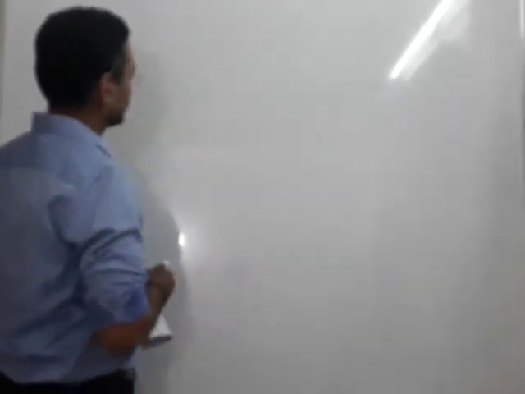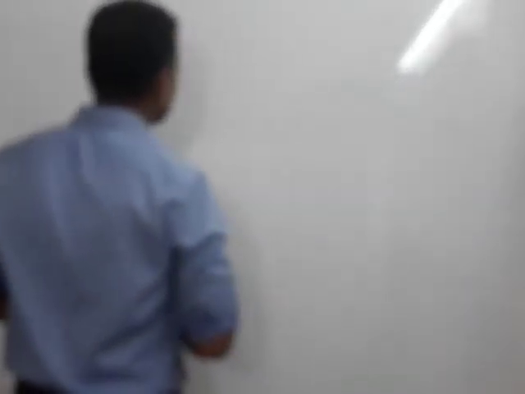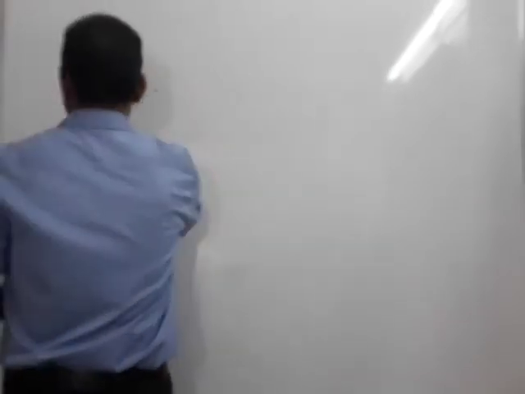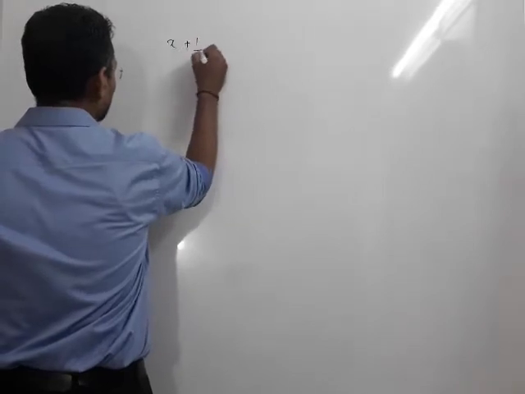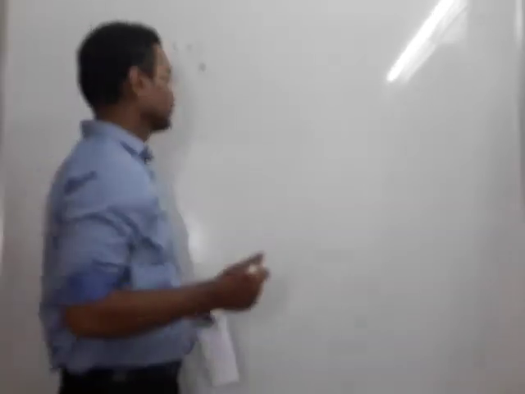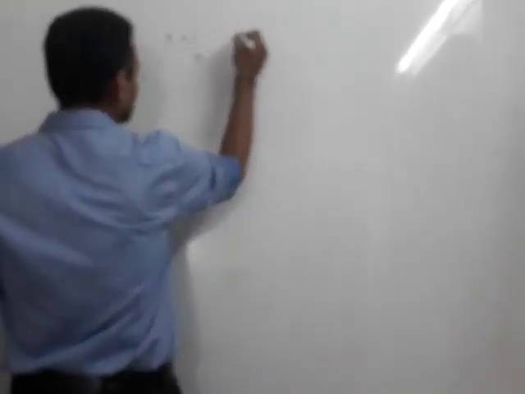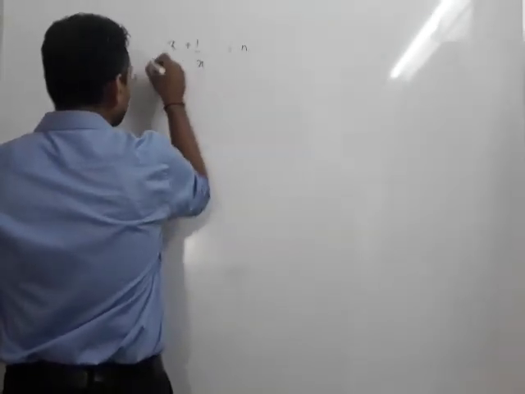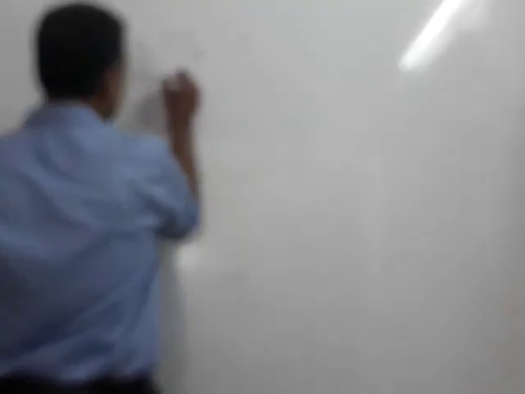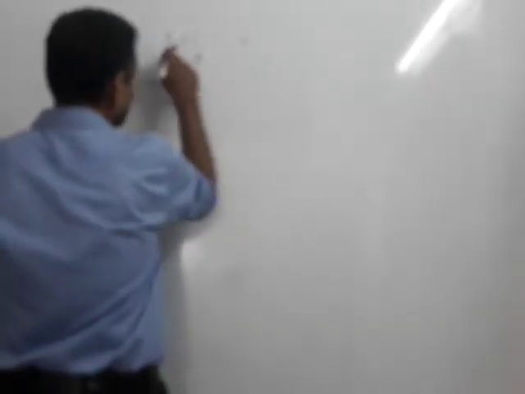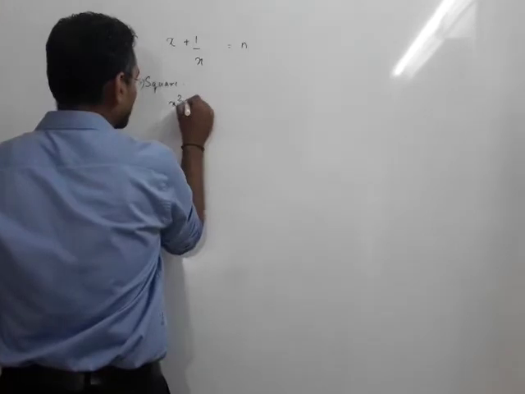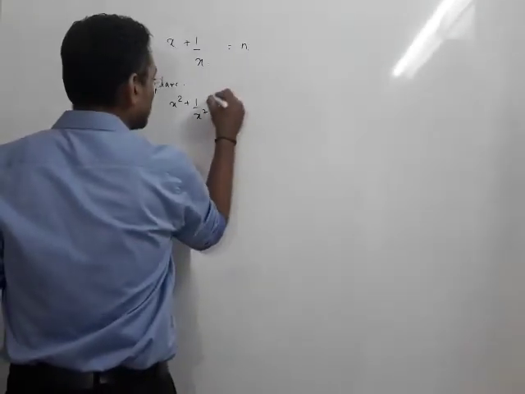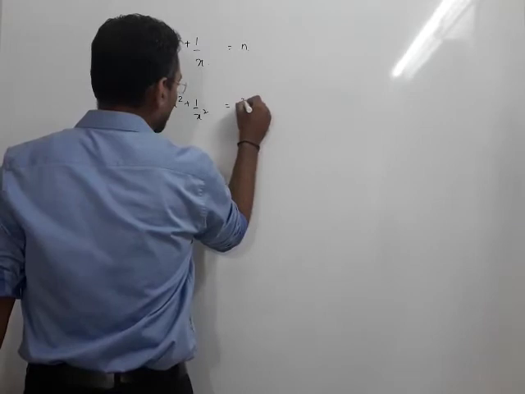So today's topic, as we all know, is algebra, and we are starting with the very basic, well-known x plus 1 by x. Everyone knows x plus 1 by x. Let's say it is n. Then what is the value if we square it? It becomes a square plus b square plus 2ab, which is x square plus 1 by x square plus 2, so x square plus 1 by x square is n square minus 2.